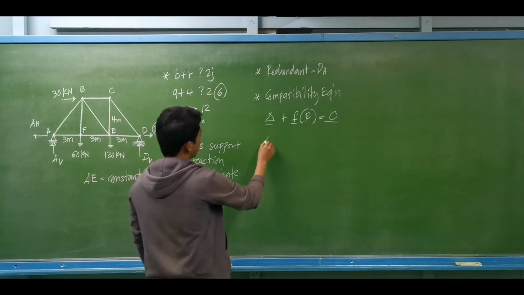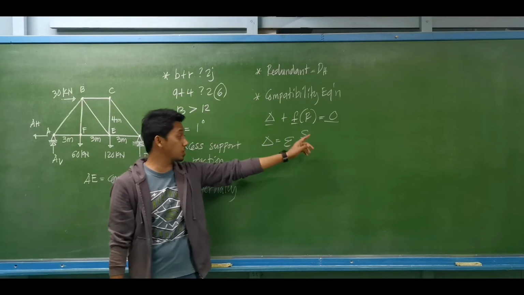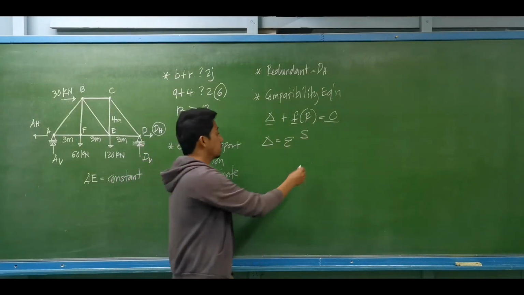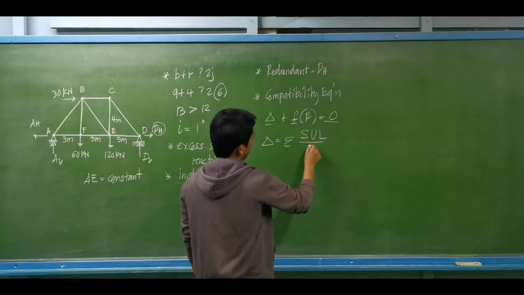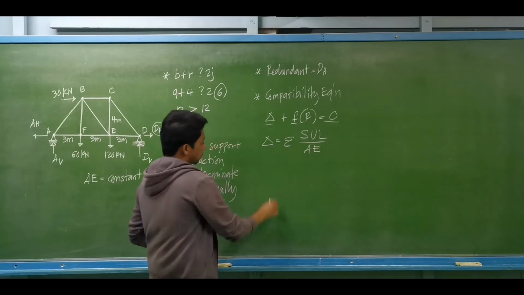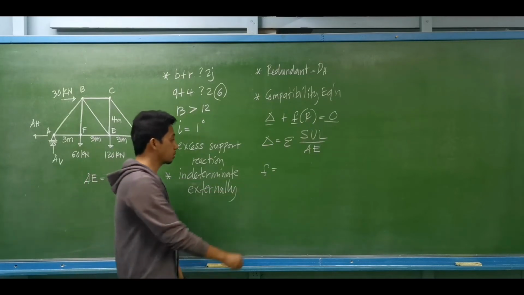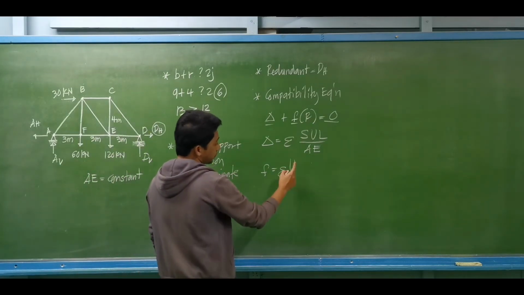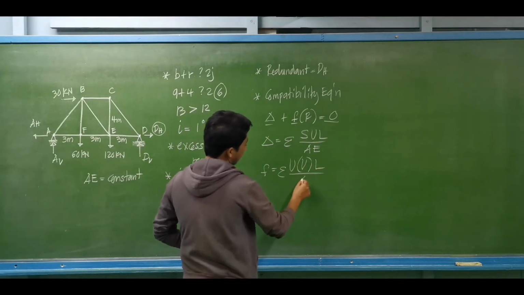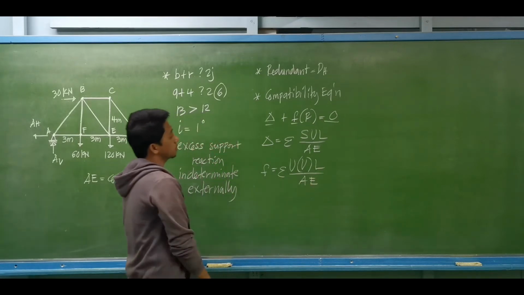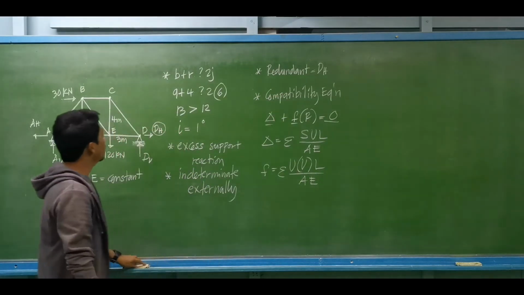So what is the equivalent of the deflection due to real load? This is the summation of S, the axial force due to real load, times U, the axial force for all members due to unit load, multiplied by the length, divided by the area times the modulus of elasticity. Then F is the deflection of the primary truss due to unit load: the summation of the axial force due to unit load squared, times the length, divided by the area times the modulus of elasticity.